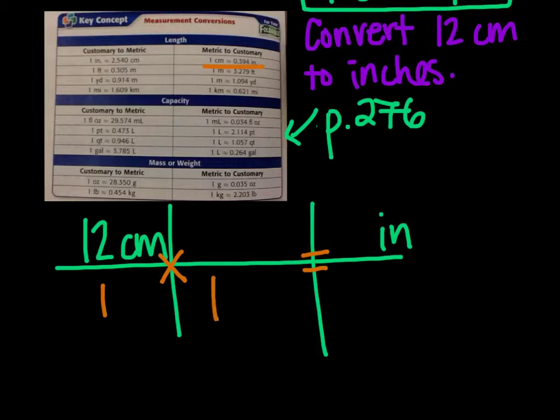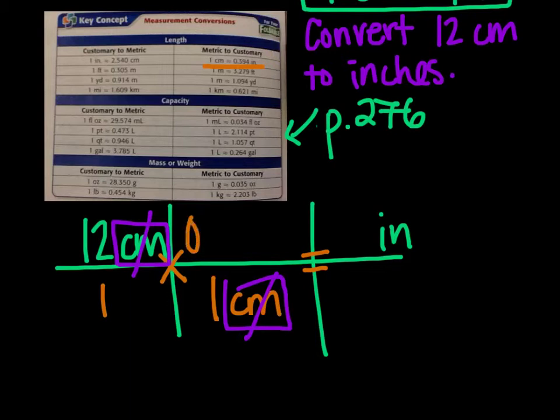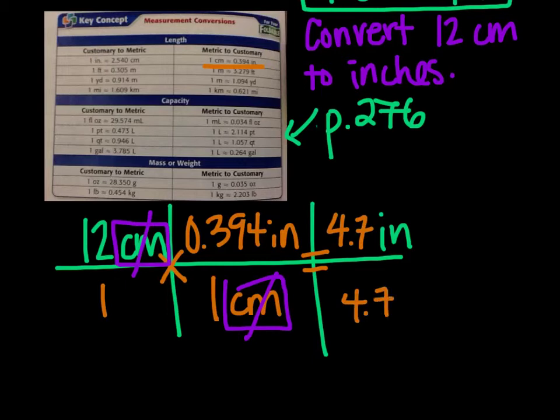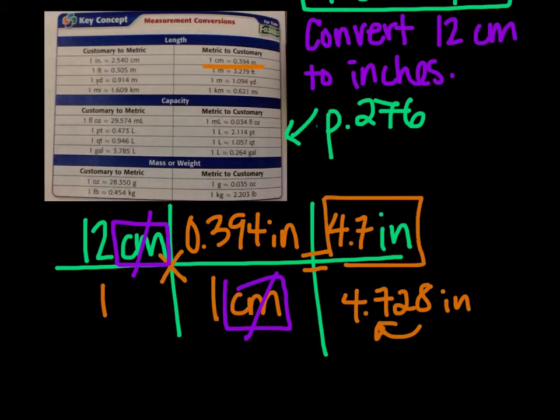It looks like 1 centimeter, and look where I put it. I put it down in the bottom, so that way these centimeters cancel out from the top and the bottom, and we have 0.394 inches. So if we do that math, 12 times 0.394 inches, we get 4.728 inches. And if we're rounding to the nearest tenth, we got 4.7 inches is equal to 12 centimeters. So just a little under 5 inches is 12 centimeters.